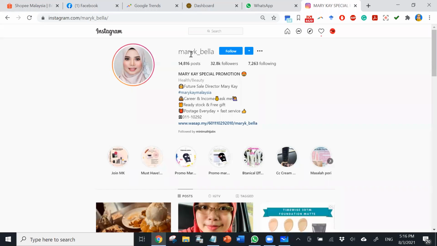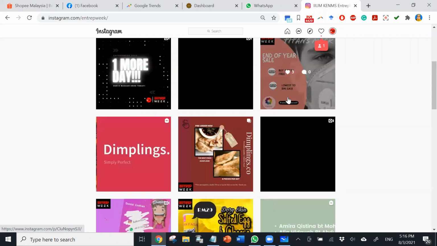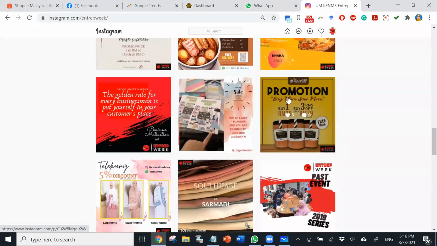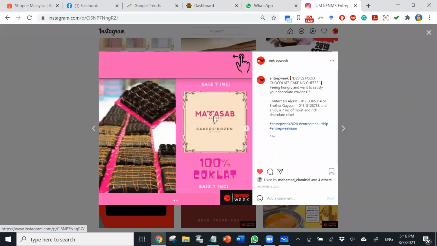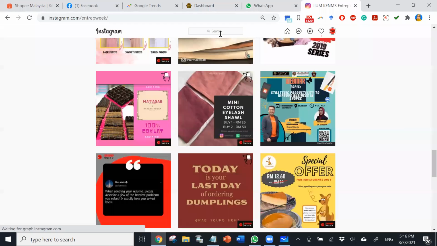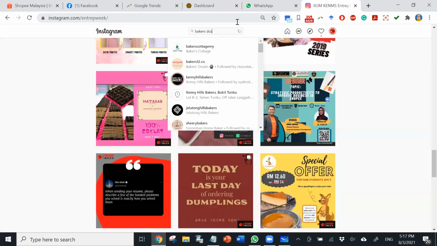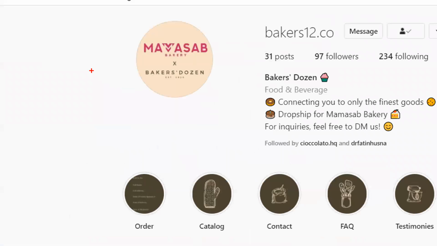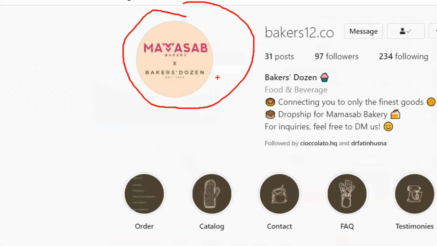It means you tell your customer that you are selling Mary Kay. Like last semester, we had one group that sold Mama Sup, the dessert one. They are doing it like this, but their brand name is Baker's Dozen. But their logo includes Mama Sup. Okay, this one. As you can see here, their brand is Baker's Dozen, but their brand logo is like this. They include the Mama Sup.